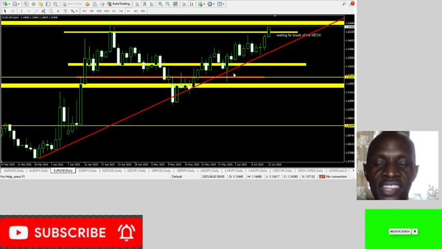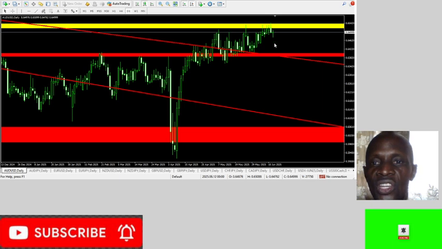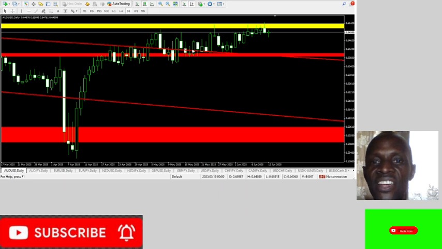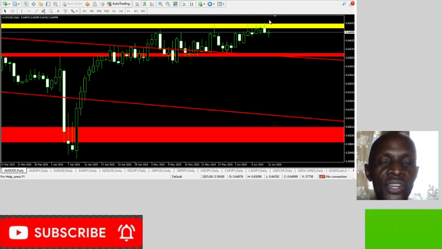So now let's check Aussie USD and see where the US dollar is heading. Okay, Aussie USD. What is it telling us? It's telling us the market is in the range. But look at what is happening. The price is moving up, and its head is in a range, and we are waiting for this range to be broken. I want to remind you something.